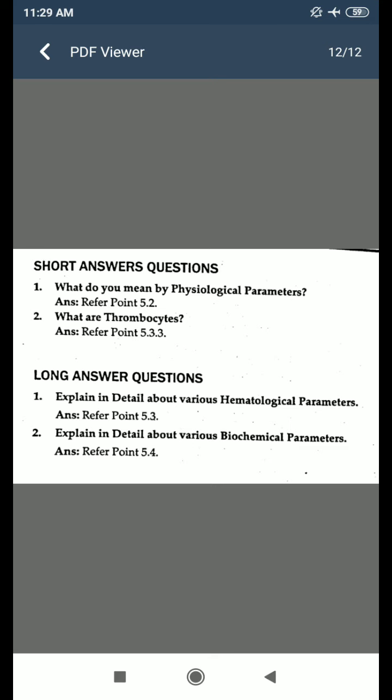In urine analysis, physical test and normal value, then chemical test and microscopical test. Then stool examination, physical test, chemical test and microscopical test. Then cerebrospinal fluid analysis, physical, chemical and microscopical test. Here we complete chapter number 5, physiological parameters. This question is the most important point from the exam point of view. So be prepared, all of you.